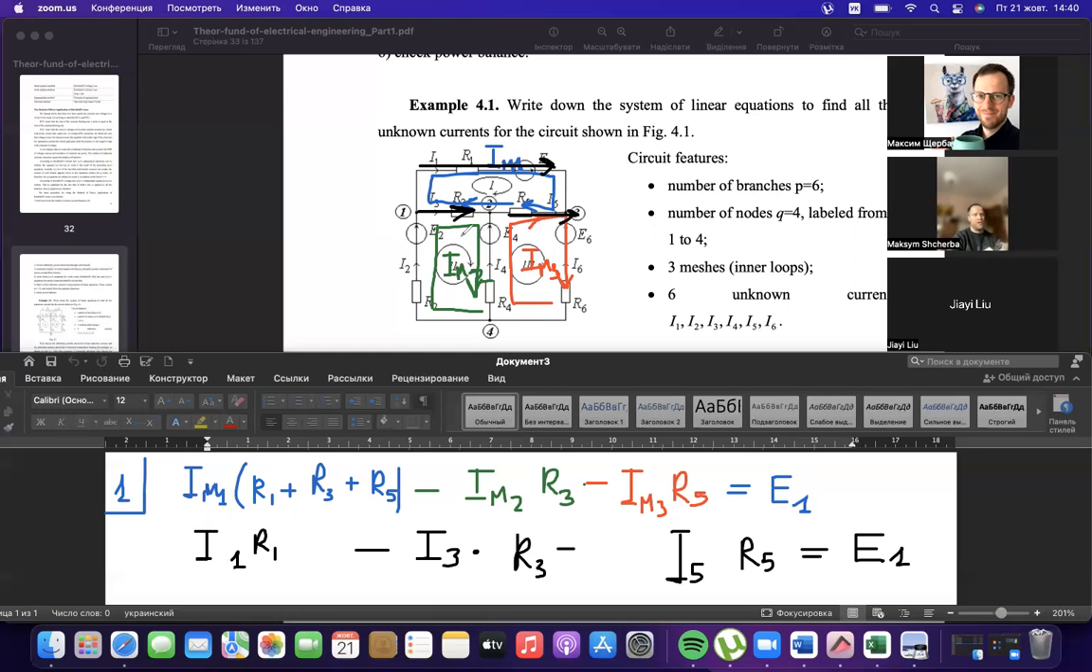And as you see, we rewrote the Kirchhoff equation in general form as we did it last time, in terms of mesh currents. That means it is the same equation, and we could make this operation for each mesh inside our circuit.